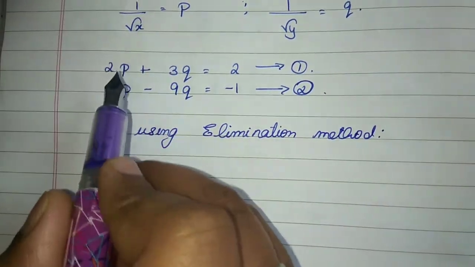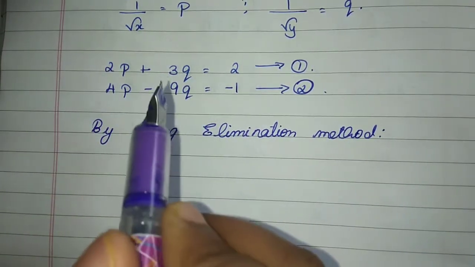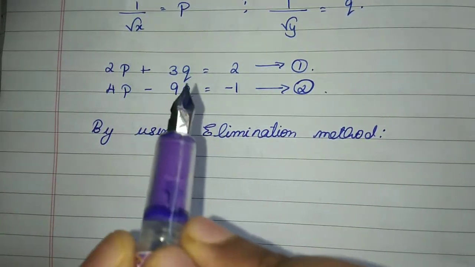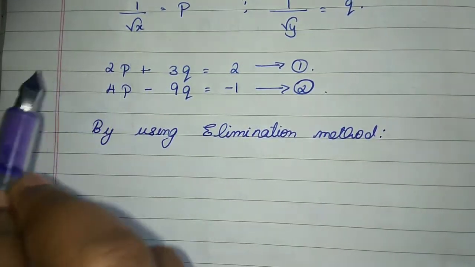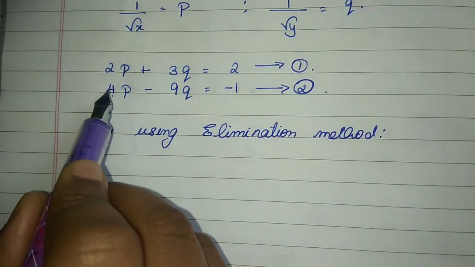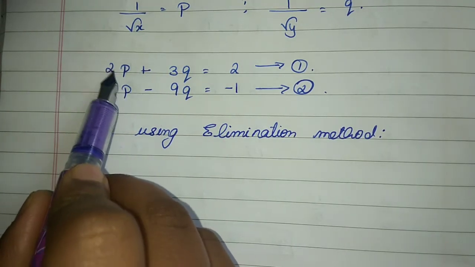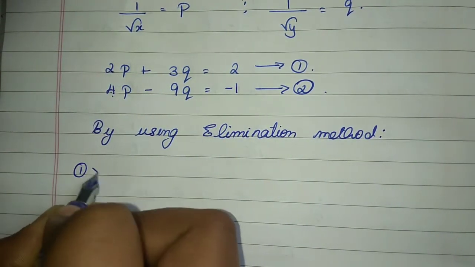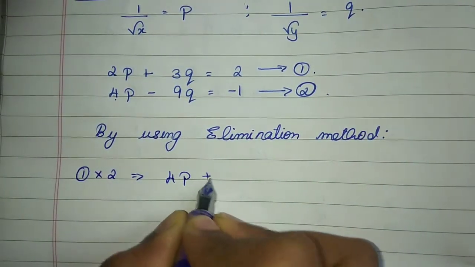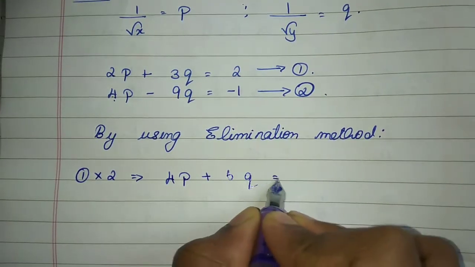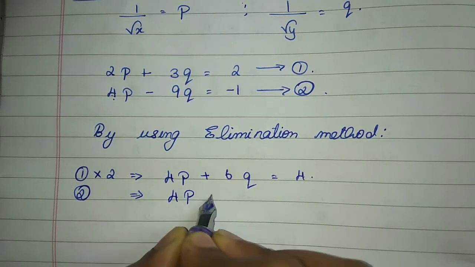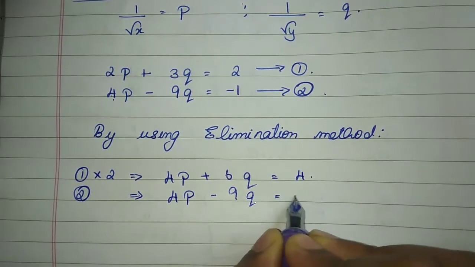here if I look at the coefficients of P and Q, there is nothing common. So I will change this to the same coefficient. So let me take 2 and 4. 4 is a multiple of 2, so I will multiply the first equation by 2. So first equation into 2 gives me 2 2s are 4p plus 2 3s are 6q is equal to 4, and my equation 2, just like that I can write 4p minus 9q is equal to minus 1.